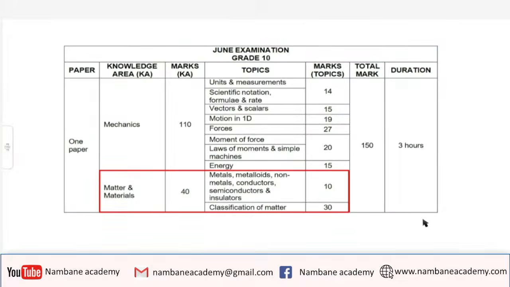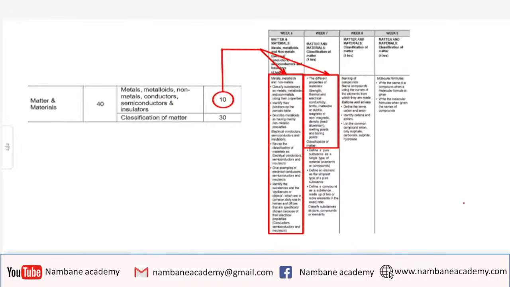Right, let's start. The part that I'm going to be dealing with today is matter and materials, which counts 40 marks out of 150. We have two segments: the part for 10 marks, and the part for 30 marks, which I'm going to deal with separately in this lesson. The 10 marks is your matter and materials, a part on the nature of a specific material that is usually given to you in the exam. Here we are going to look at all the different properties of a specific substance or material. So let's start there.